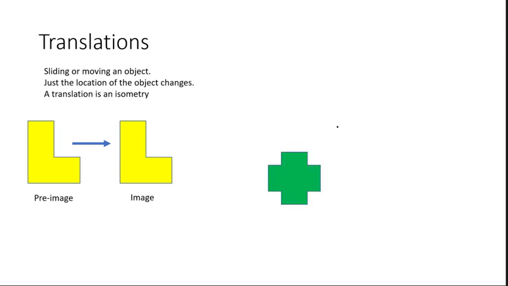And then here's another picture. This is our pre-image. We can move it up in this direction if we wanted, and this still would be a translation, even though it's not left to right. We can move it any direction, and we still would have a translation. So this would be our pre-image, and then where it ends up, that's going to be your image. So we have translations.